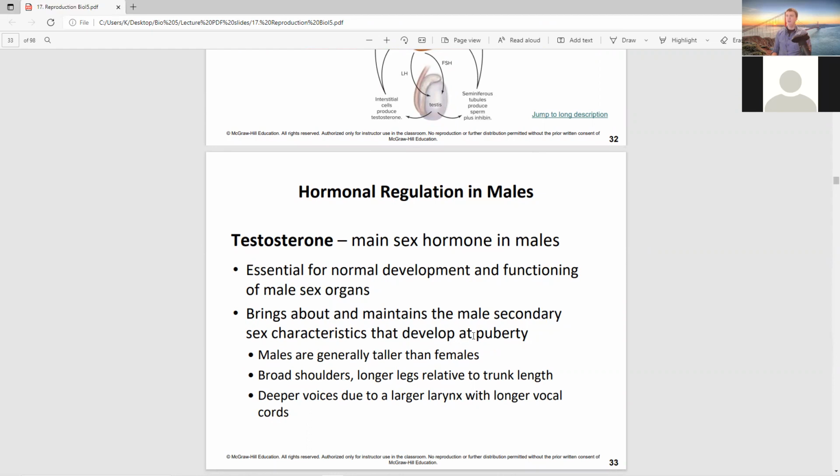So males are generally taller than females. They have broad shoulders, longer legs relative to trunk length, and deeper voices due to a larger larynx with longer vocal cords.